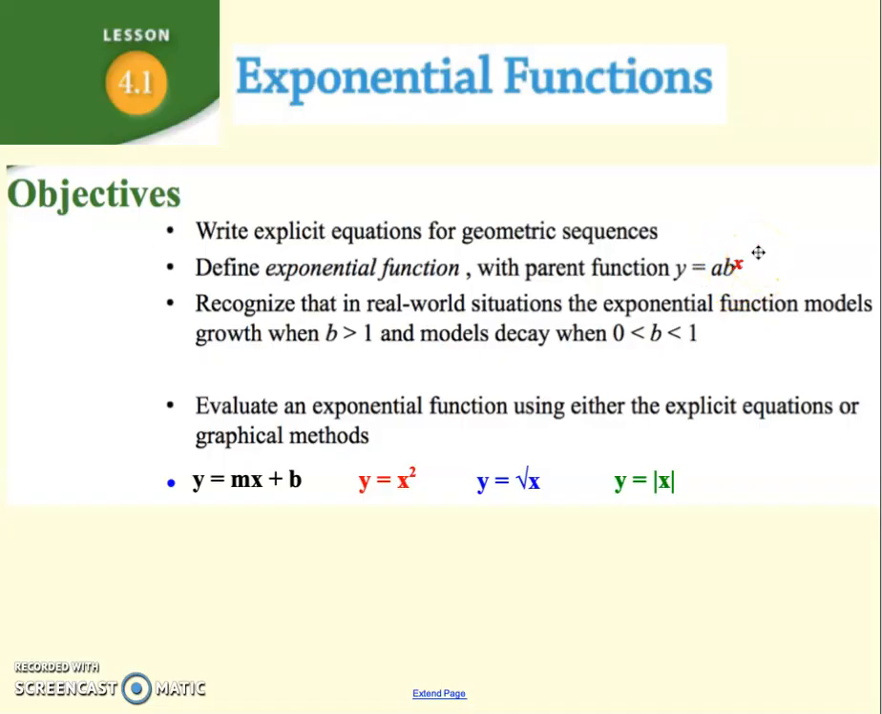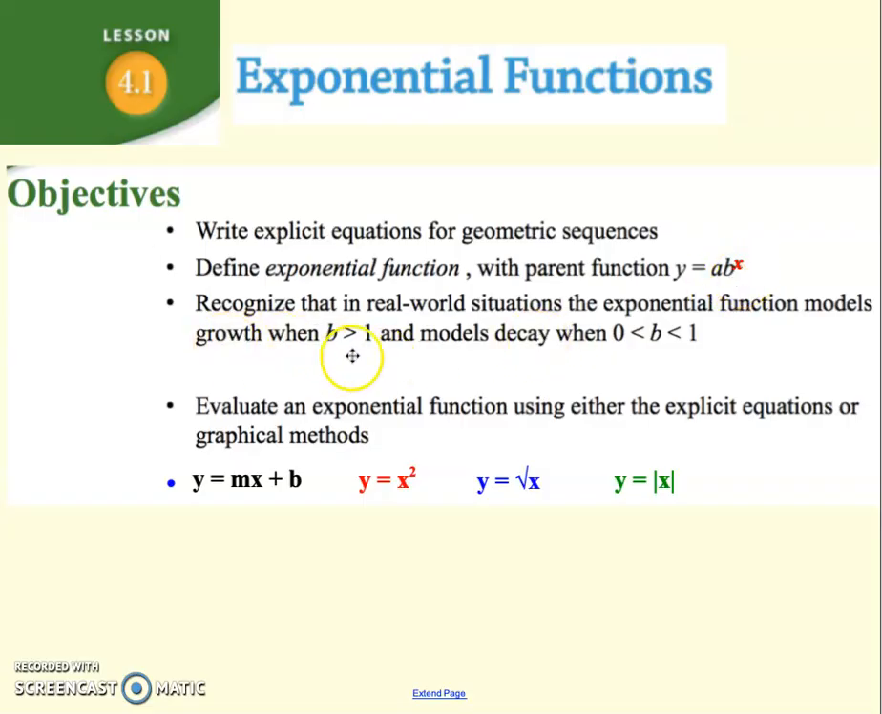We have two types: a growth and a decay model. The b is what we call our base. So look at our exponential function and ask what's the base, what's the number you're raising to the exponent. The a is a multiplier. That isn't quite as important as the base is. The base determines the type of function we're going to have.